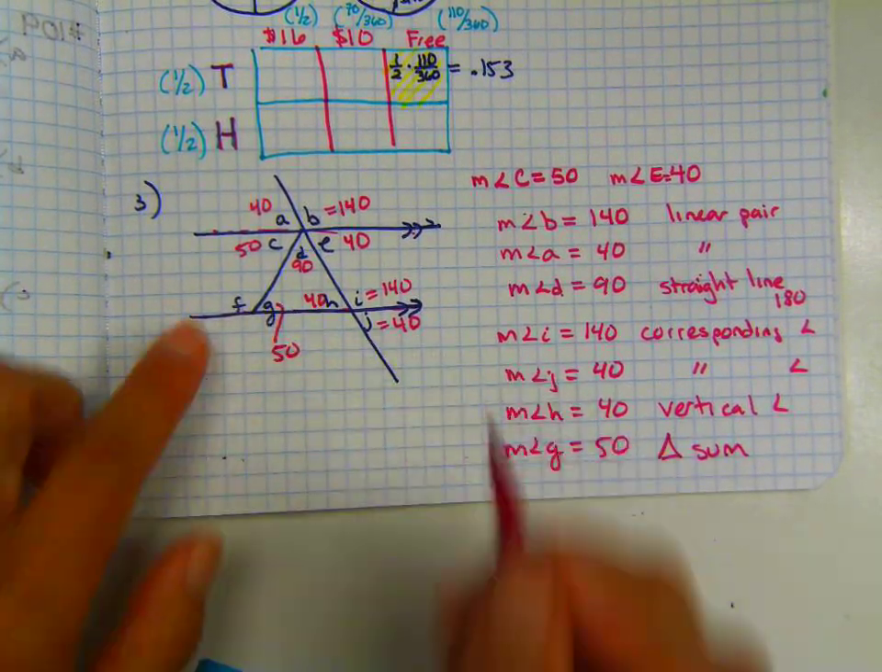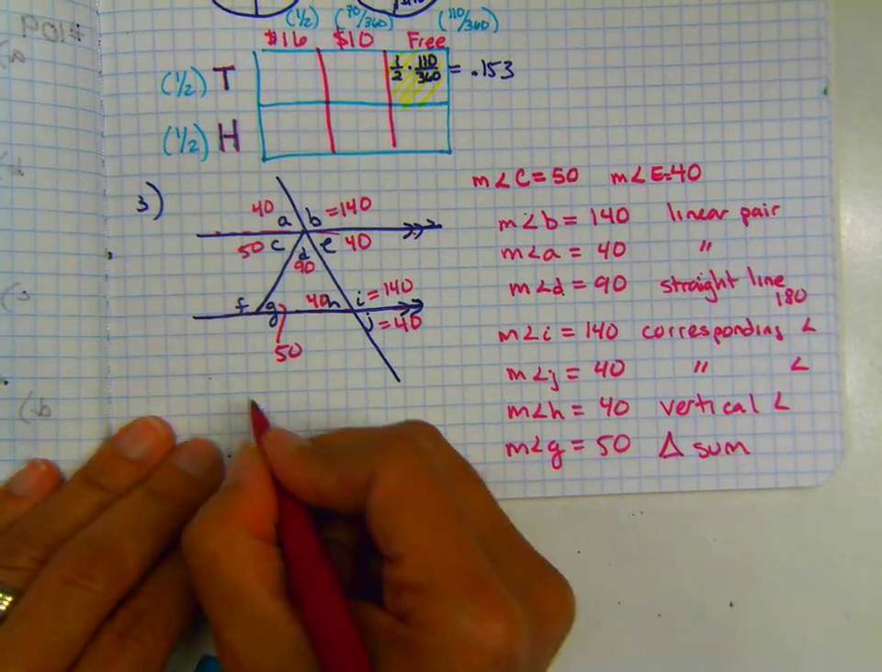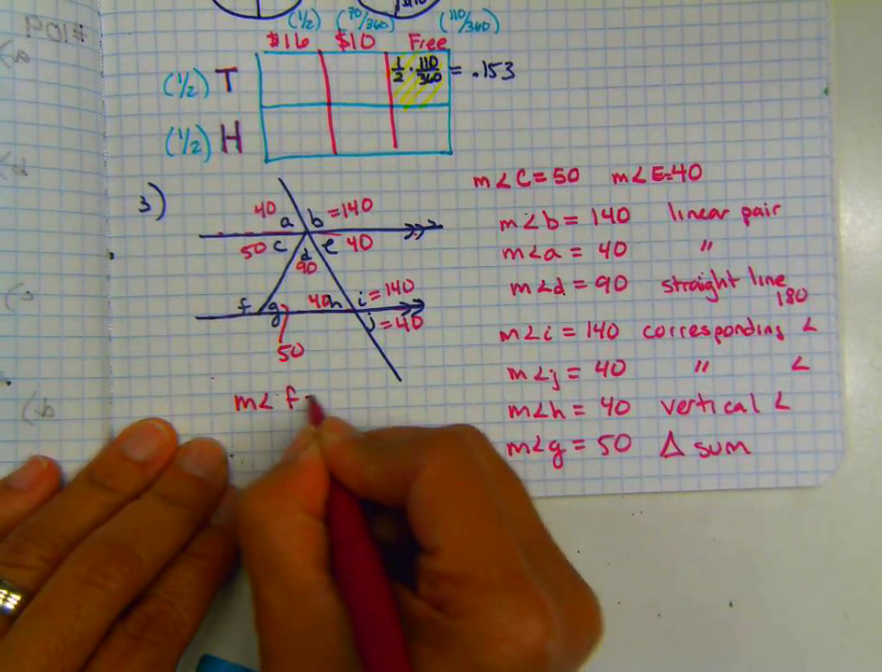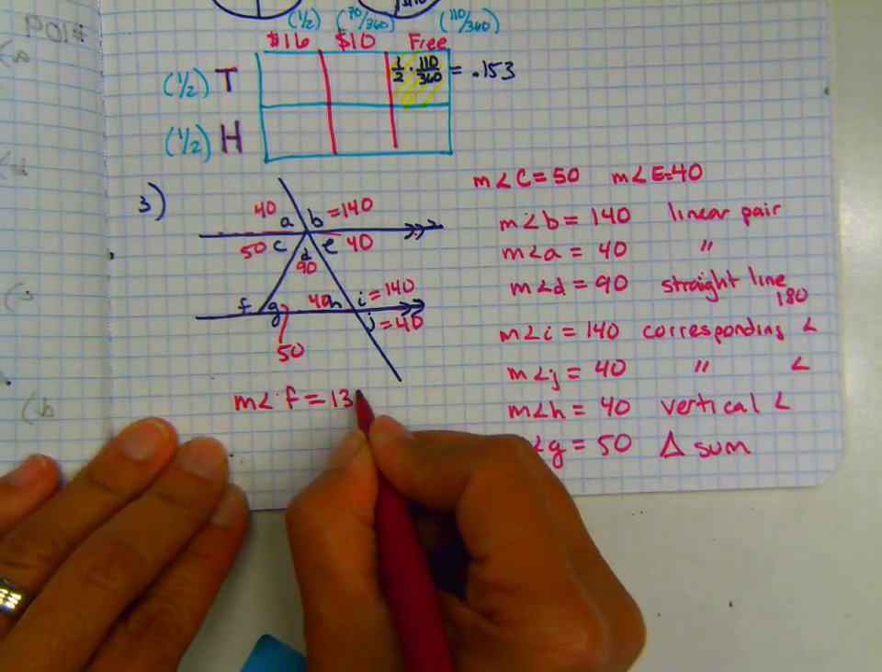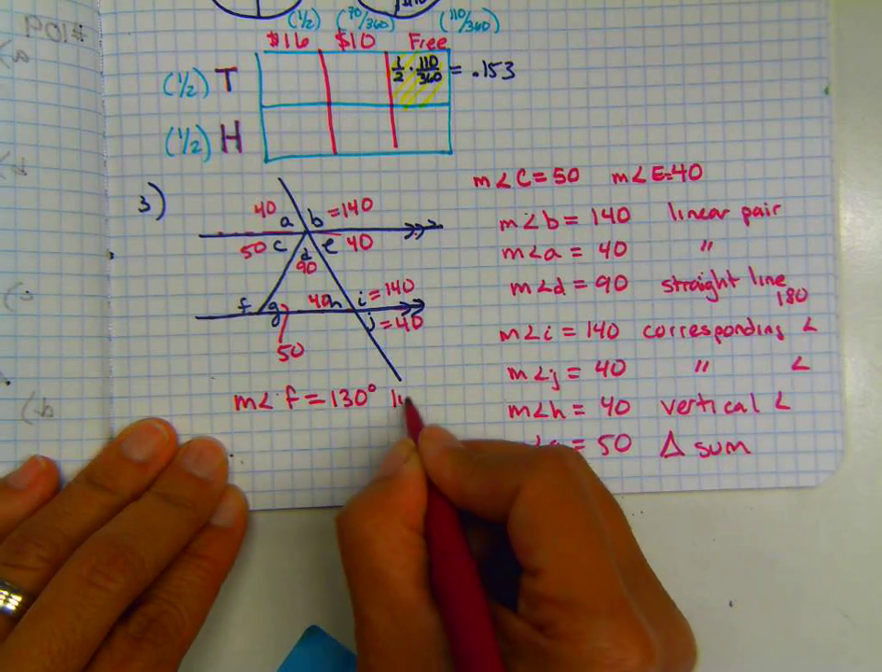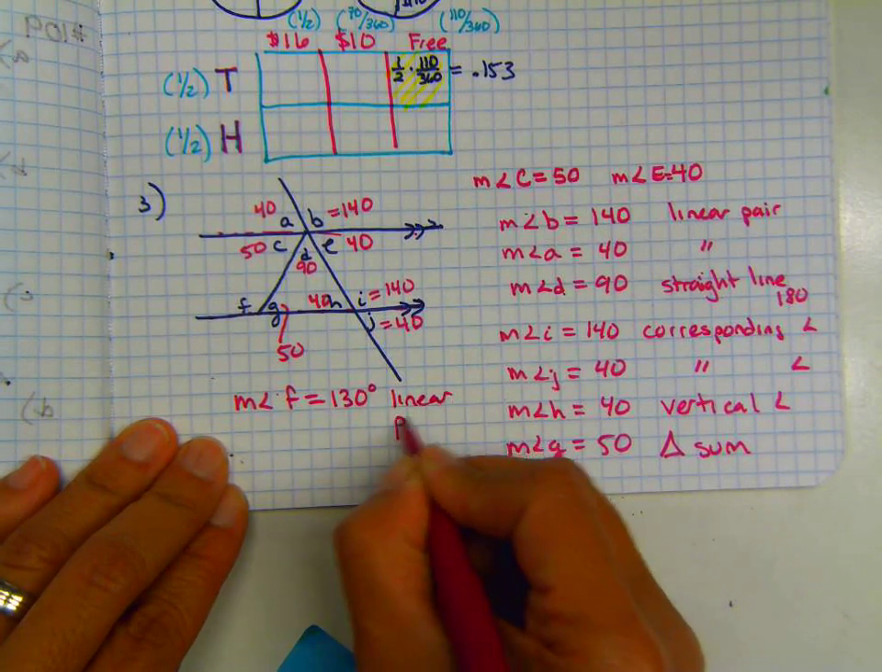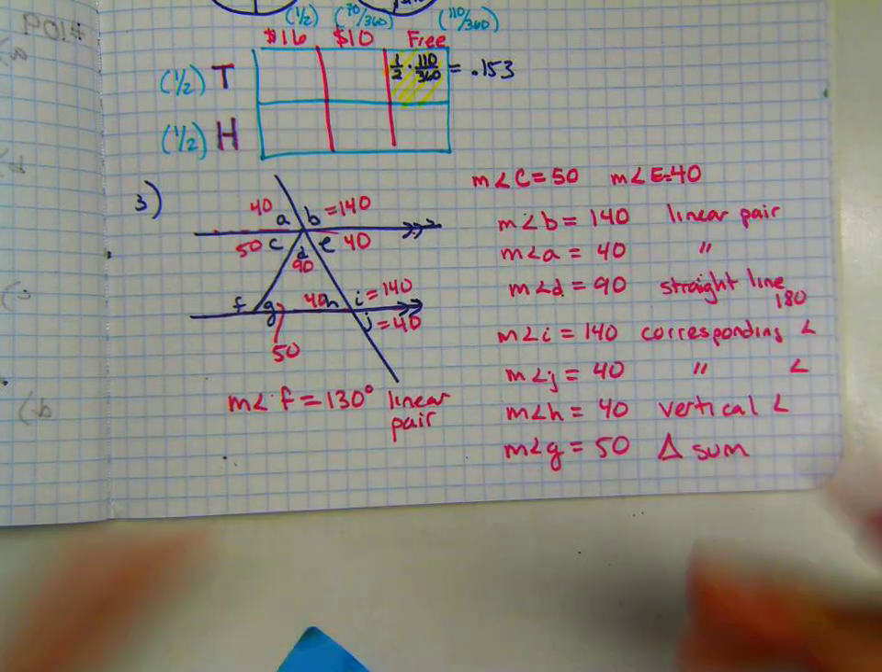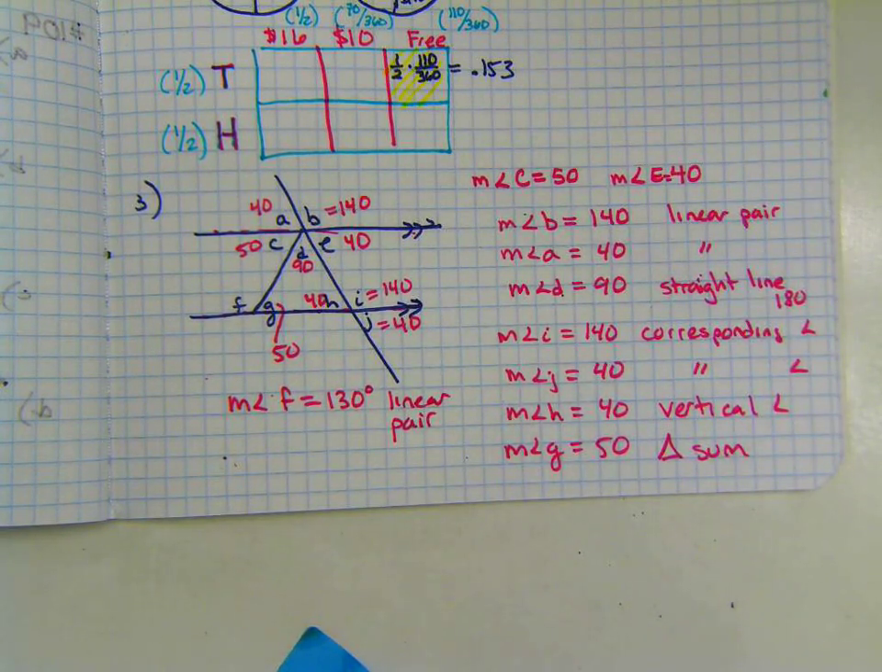All right, and again, I have my linear pair. So the measure of angle F equals 130. And that's again by a linear pair. Again, I didn't ask you to do those, but I think you should know what those are. All right, if you have any further questions, please ask your teacher. Otherwise, good luck on your test, and I'll see you next time.